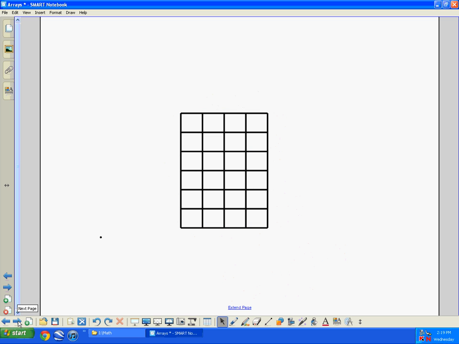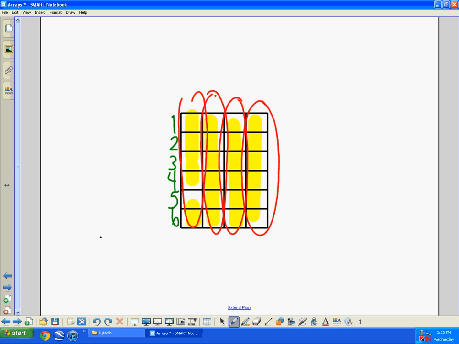There are also 4 columns in my array. There are 6 squares in each column. I could say there are 1, 2, 3, 4 groups of 6. I can skip count by 6s 4 times.